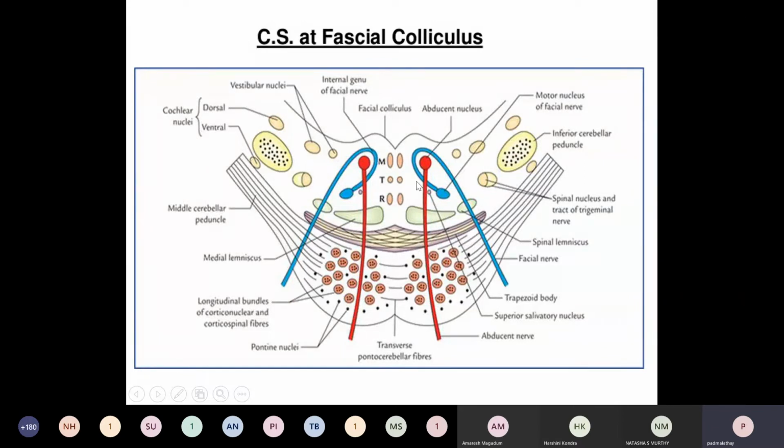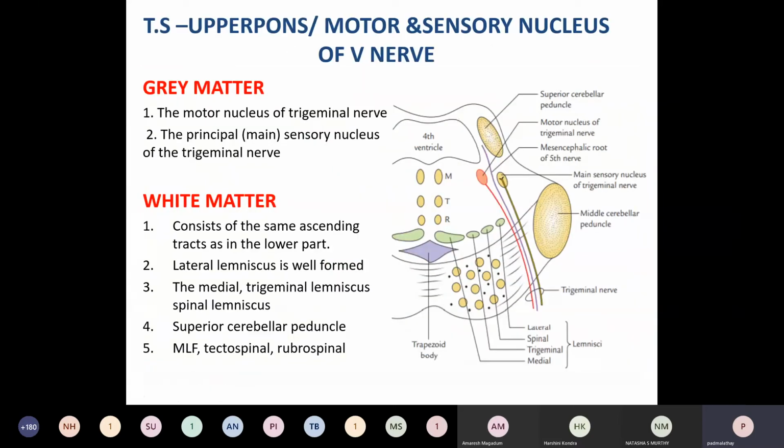So this picture you have to practice well to explain the features of the cross section of the pons at the level of the facial colliculus. This is a complete picture showing both the basilar part and the tegmental part. And on the ventral side here you can see the elevation, that is the facial colliculus. So that is about the section at the level of the lower pons.